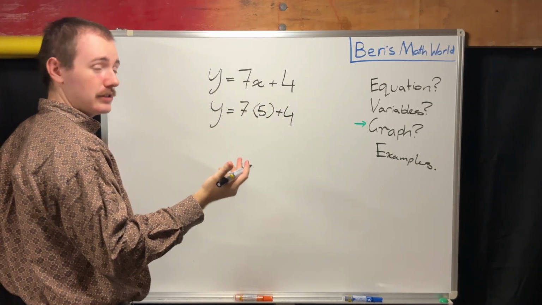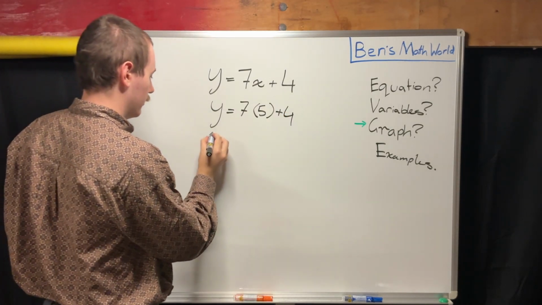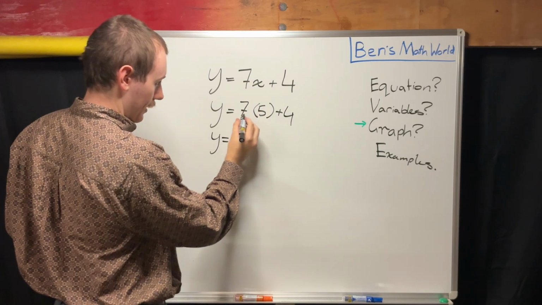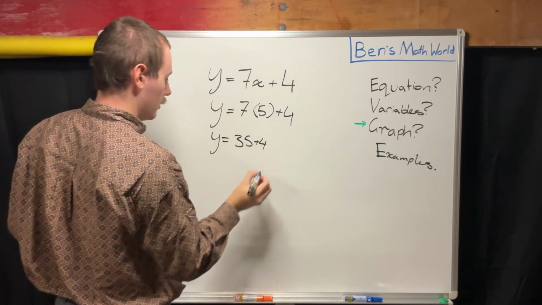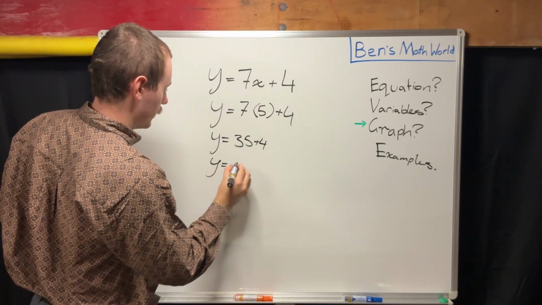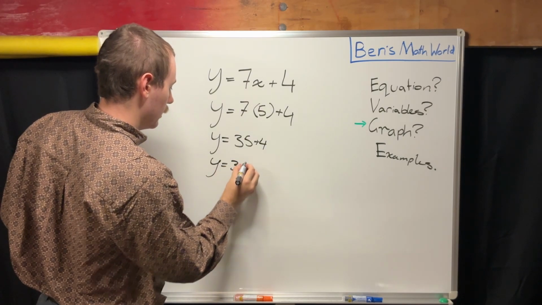And now this is pretty simple. We can solve this now. So y is equal to 7 times 5, that's 35. Plus 4, y is equal to 35 plus 4, which is 39.